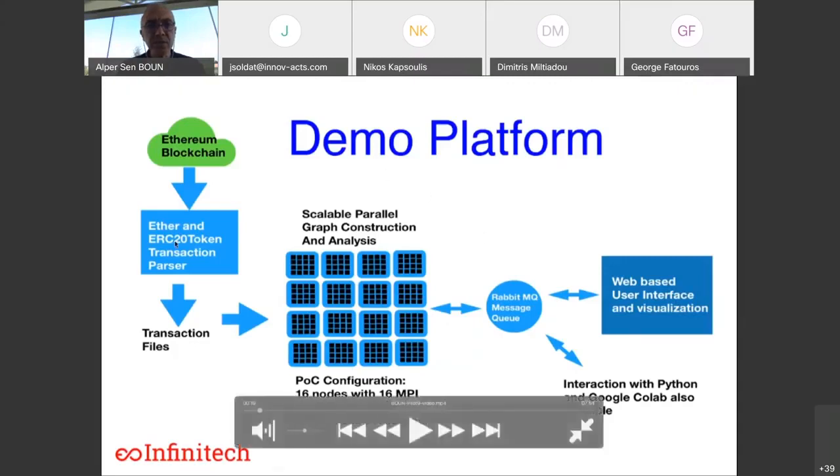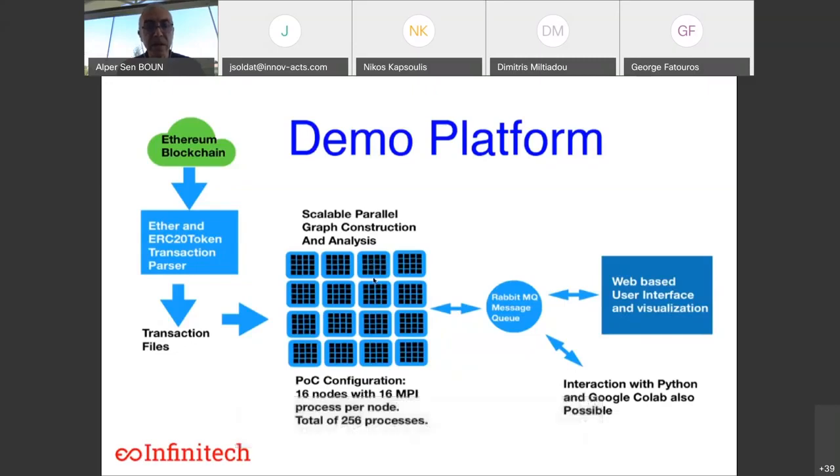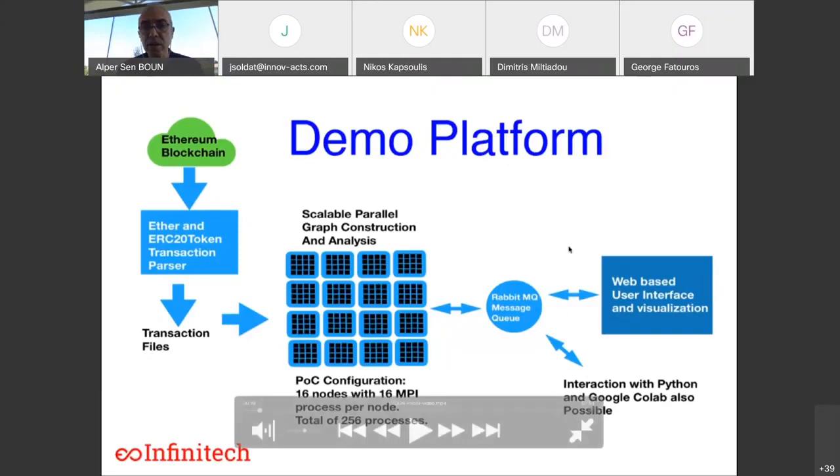So again, this is the high-level platform that we have. We have the public blockchain coming in. We have a way of analyzing the transactions. Once we have those, we put the data on a scalable, high-performance computing structure. At the end, we have a web user interface. We also have a way of interacting with the data through Python, etc. But today I'm going to show you the web user interface. Again, it's a preliminary interface, and we are still working on improving it.